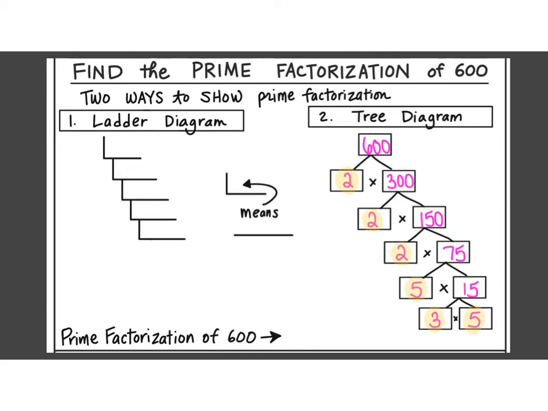Now let's look at the ladder method. Every time we see this symbol, it means to divide. It's important to note that we can only put prime numbers on the outside of the ladder.